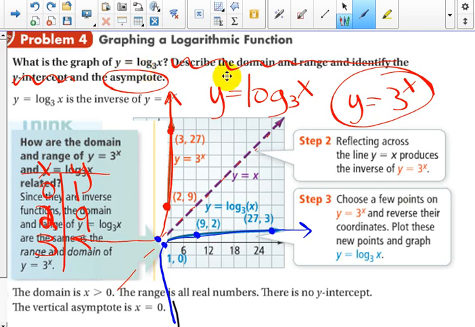Okay, so when we graph this, the first thing we want to do is translate y equals log base 3 of x, and we want to switch that over to an exponential function. And we learned that yesterday. So y equals log base 3 of x translates to y equals 3 to the x power. Right? Because we want to say 3 to the x power equals what?